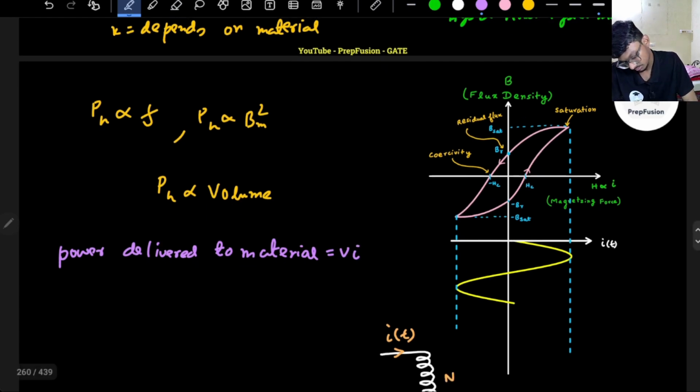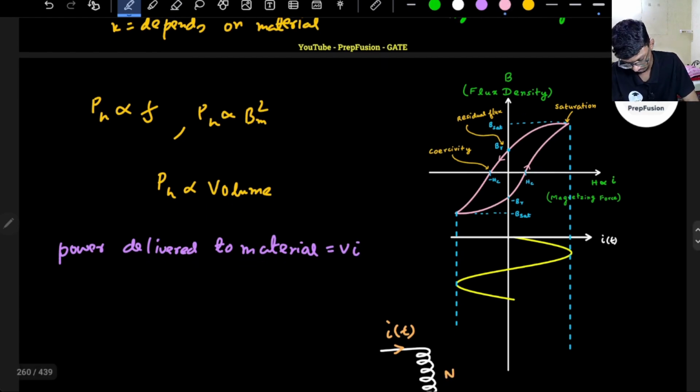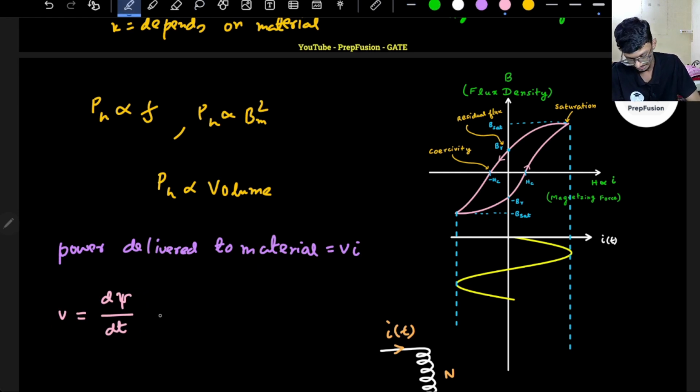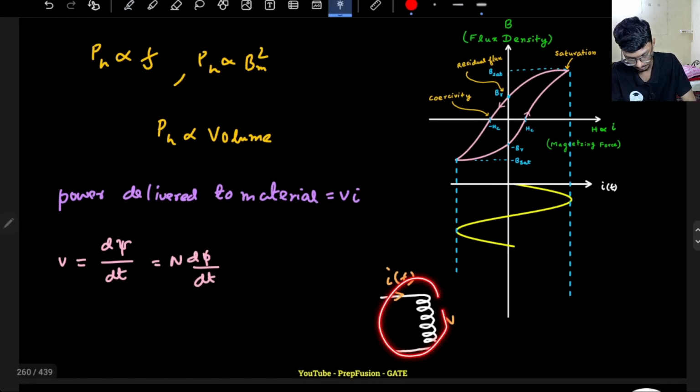So my V is equal to d phi by dt. I know this according to Faraday's law: total flux linkage, or it is equal to n d phi by dt, right? d psi by dt or n d phi by dt in the coil. I'm talking about the coil.